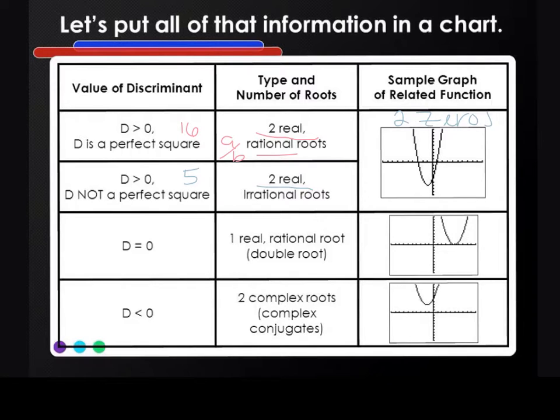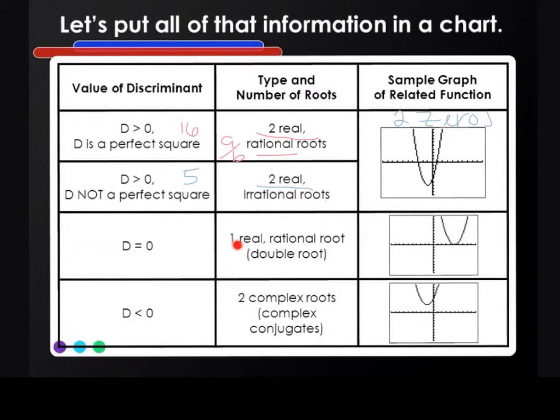But the first one you get rational roots, and the second one you get irrational roots. Alright, well, the answer could be positive, so that's the first thing we can look at. We can also get a discriminant that's equal to 0. B squared minus 4ac might actually equal 0.